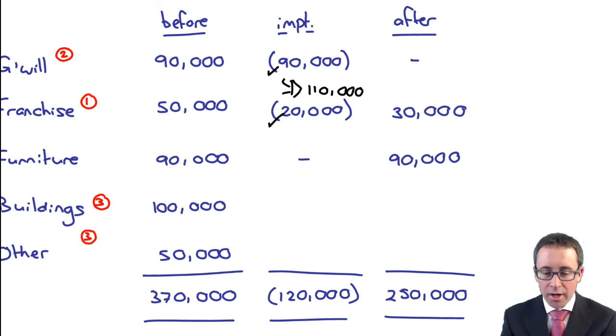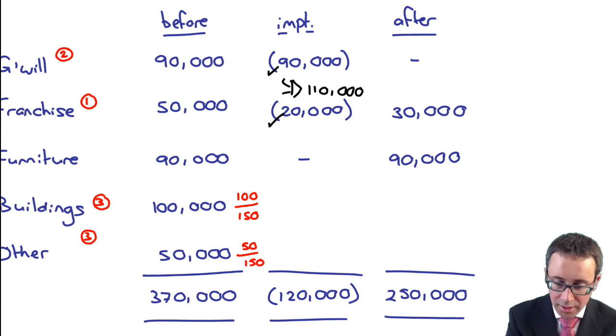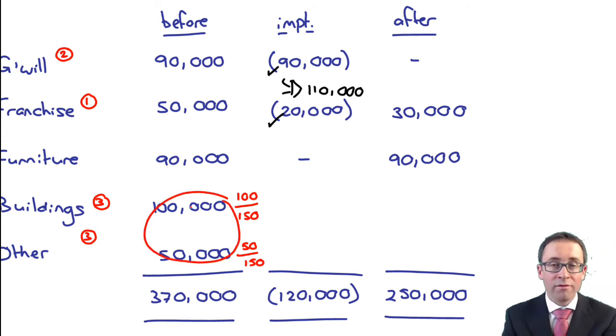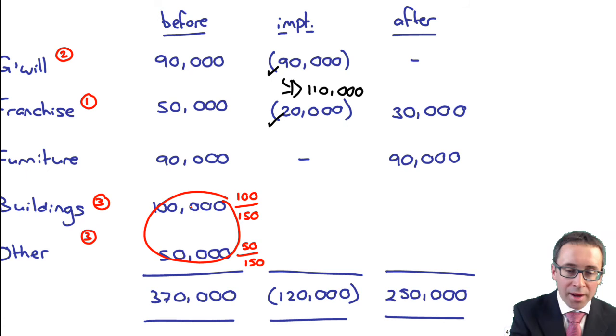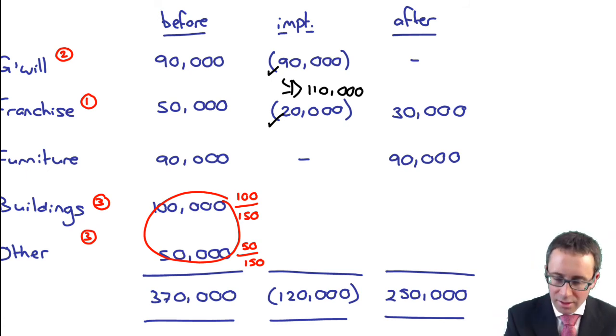So to work it out pro rata, we'll take 100 out of the total, is it 150? We will take 50 of the total, is it of 150, isn't it? Again, we apply that to the 10,000, which is the impairment that is left.